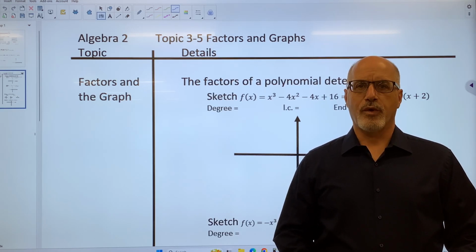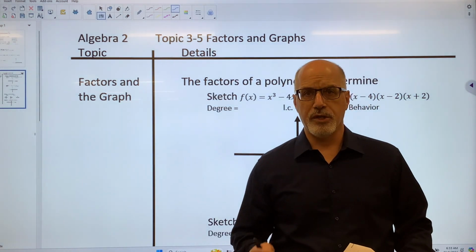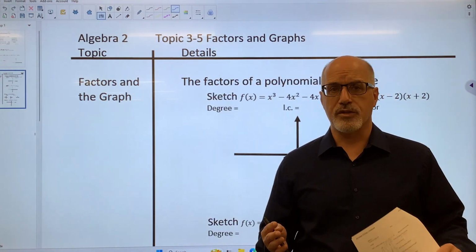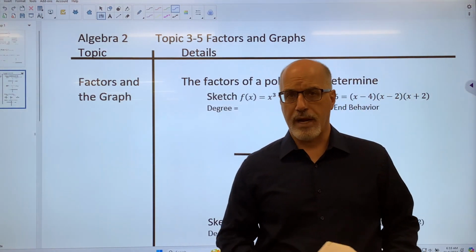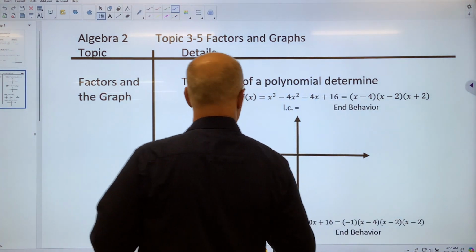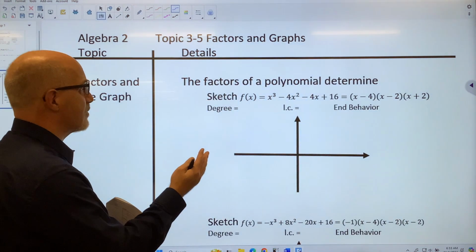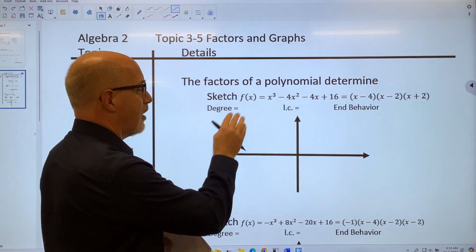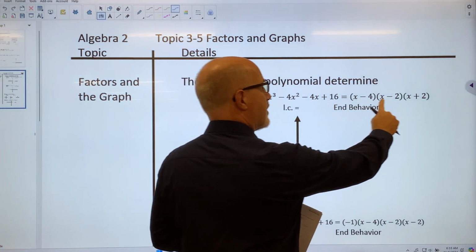For this lesson, we're going to relate the factors of a polynomial to its graph. So our objective is to be able to use factors to sketch a graph. So let's take a look at some of the information we have for this first problem, and we're going to relate these factors to the polynomial. I've already factored it here.